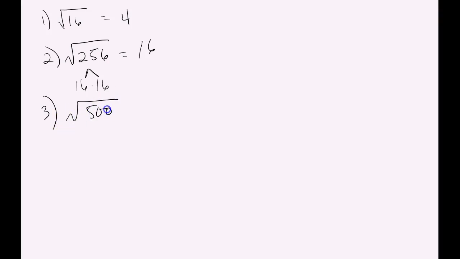Okay, the square root of 500, right? I definitely know 100 goes into that, and it's 100 times 5. The square root of this is 10. The square root of 5, I don't know, so it's just 10 root 5.